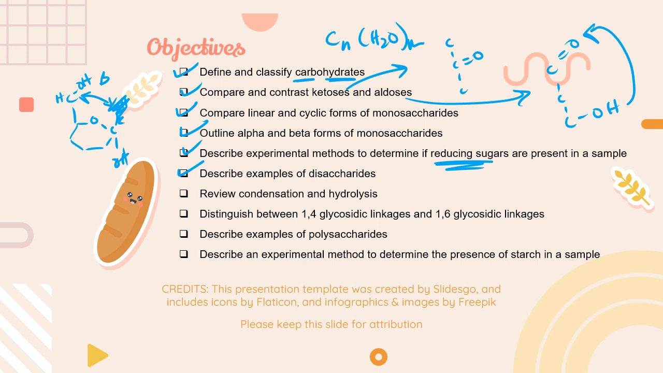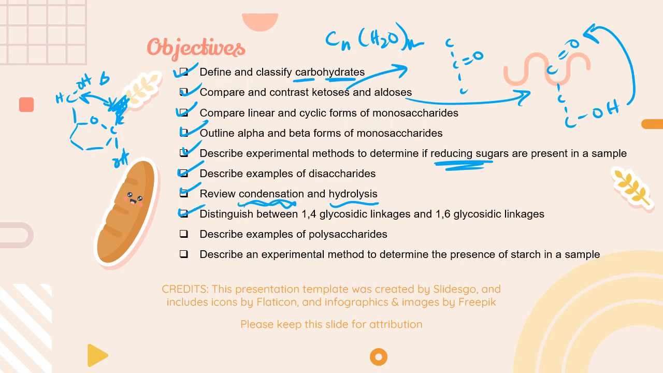Disaccharides are maltose, which is glucose, glucose, and sucrose, which is glucose, fructose, and lactose, which is glucose, galactose. We talked about condensation and hydrolysis. We've been talking about this for a couple lectures now. Condensation, anabolic, we're making bigger things from smaller things. Hydrolysis is the opposite. It's catabolic. We're breaking things down into smaller pieces.